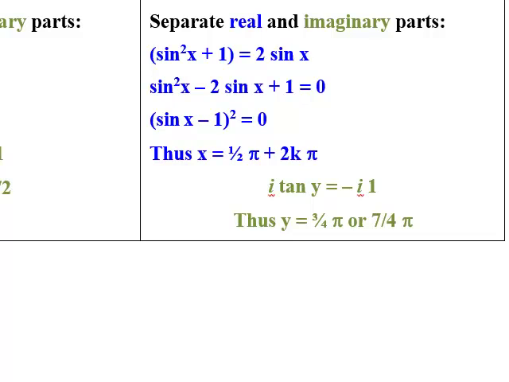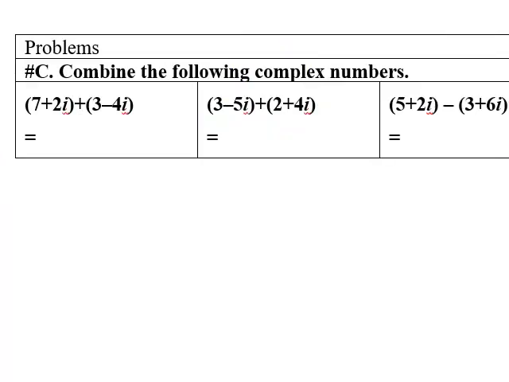Yes, that's correct. In the fourth quadrant, 7/4 pi, which would be 315 degrees, for the tangent y to be equal to -1. All right, so these problems combine the following complex numbers. This is addition and subtraction, and it's really straightforward. This one here, 7 plus 2i plus 3 minus 4i. Well, 7 plus 3 is 10. 2i minus 4i is minus 2i.